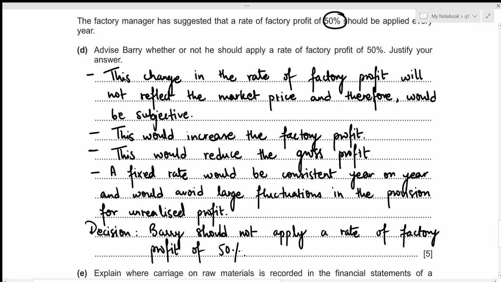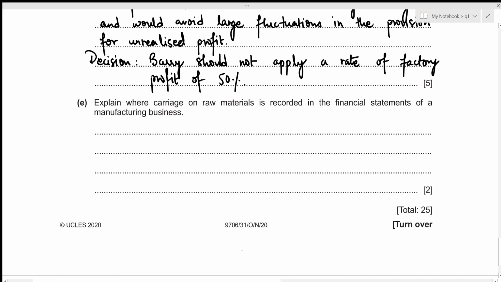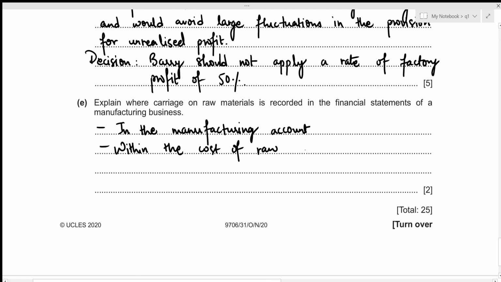Alright, this concludes the fourth part of this question. Now we can move towards the fifth one. We need to explain where carriage on raw materials is recorded in the financial statements of a manufacturing business. Okay, so this is definitely recorded in the manufacturing account, right? Let's write it down. In the manufacturing account. And in the manufacturing account, we record our carriage on raw materials within the cost of raw materials.